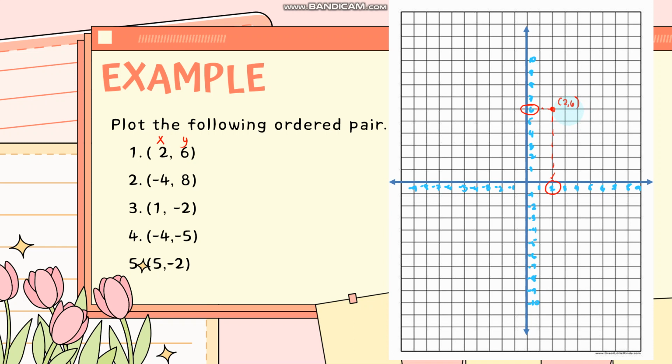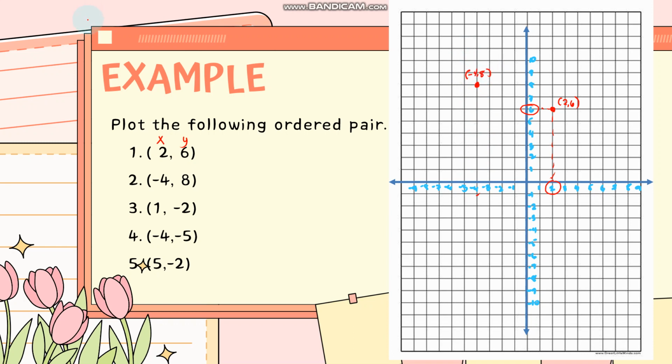Next, how about negative 4 and 8. So, ang x-axis natin ay negative 4, eto po, and positive 8. So, mag-i-intersect na po sila. Kung saan po mag-intersect, doon po ang kanilang point. Name it as negative 4 and 8.